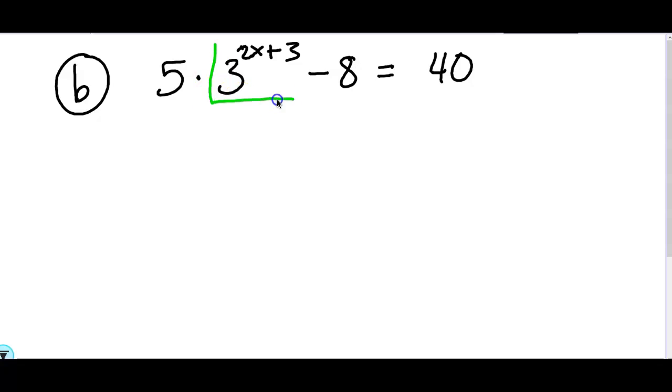Here's our little thing that we had on the last problem, right? We have a base with a power, but these other two numbers, that -8 and 5, we need to get rid of those before we do anything else. So what would you do? Yes, so the first thing you're going to do is add the 8 to both sides. So let's do that.